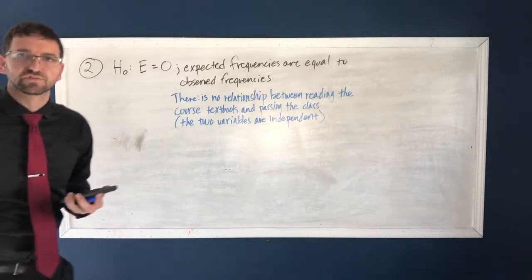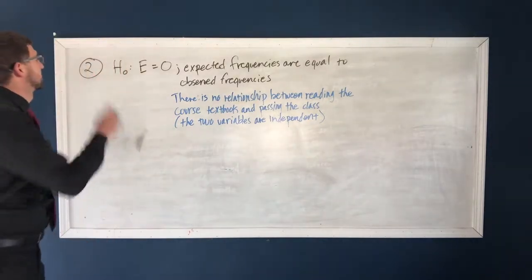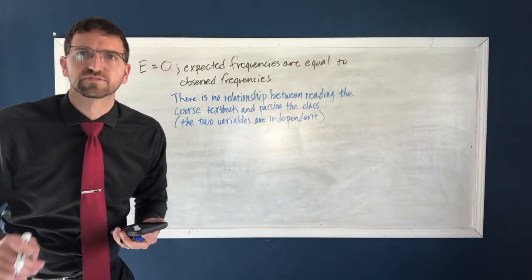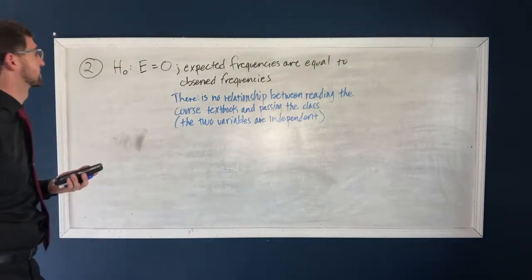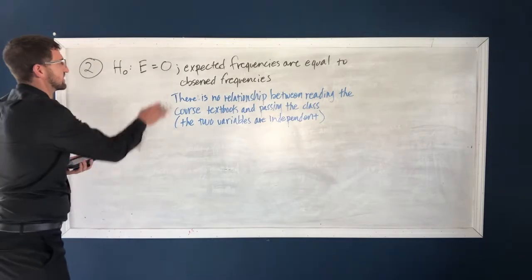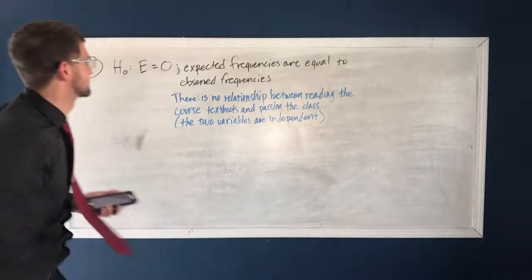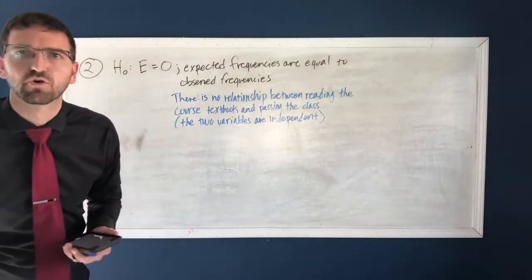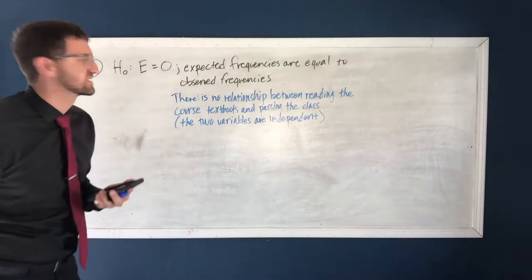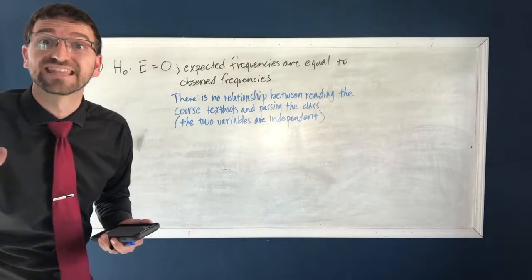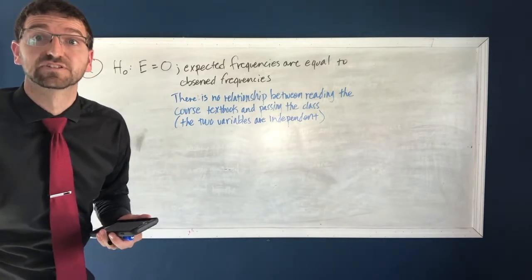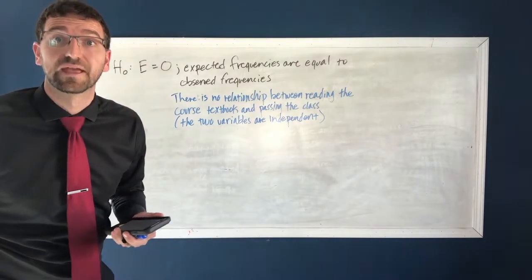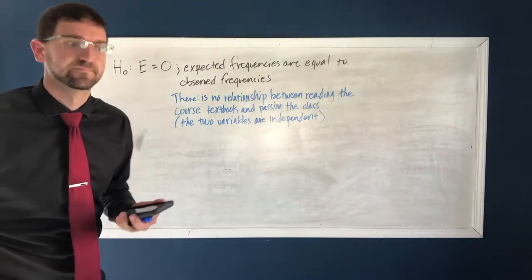Okay, so just to reiterate, the null hypothesis is saying that the expected values are equal to the observed values. What does that mean? That means there is no relationship between reading the course textbook and passing the class. Another way of saying that there's no relationship between the two variables is saying that the two variables are independent.